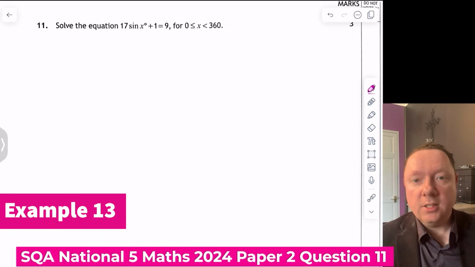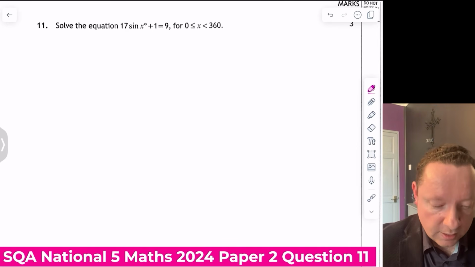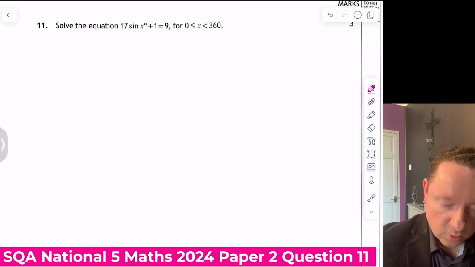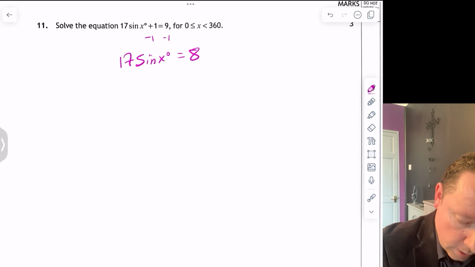And now SQA National 5 Maths 2024 Paper 2 Question 11. Solve the equation 17 sin x plus 1 is 9. So it's a trig equation. I'll take away 1 from both sides. 17 sin x equals 8. And divide by 17. Sin x is 8/17. So I do the inverse sine of 8/17.